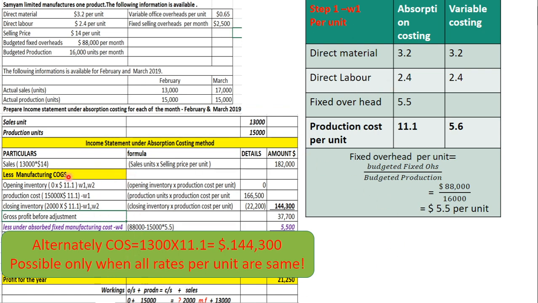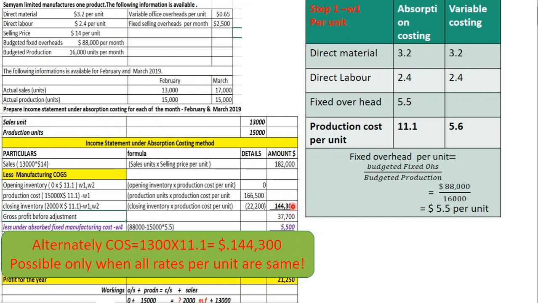So there's another method of calculating your cost of goods sold. This amount, 144,300. There's another method. The other method is by simply multiplying your sales units. Our sales unit is 13,000. Remember, 13,000 into your production cost per unit. This one, if you multiply it, you get the direct amount. This amount, see there? It's very simple.